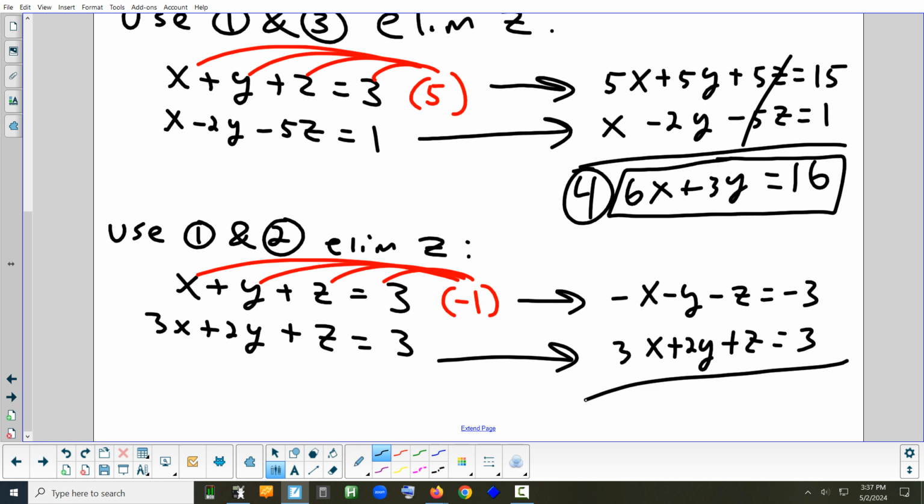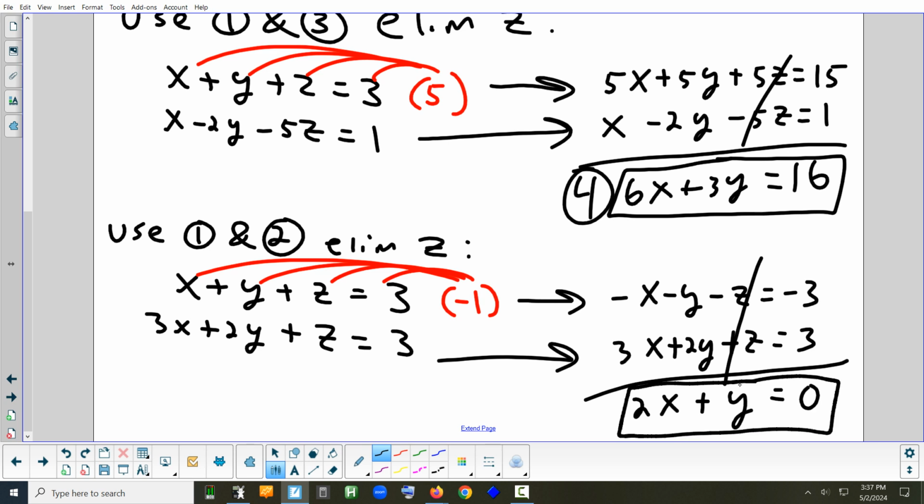The z's cancel out. You get 2x plus y, and 0 for the combined 3's. Okay, so that is our second equation. That's another equation that has just an x and a y in it. We'll call that equation 5.